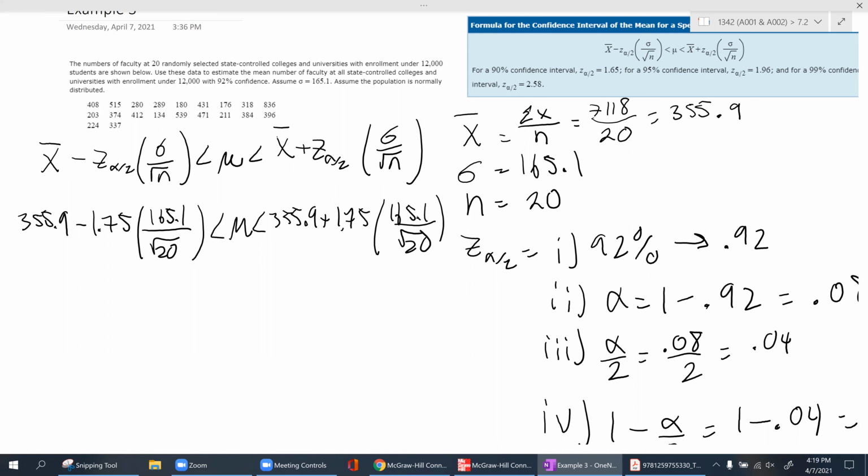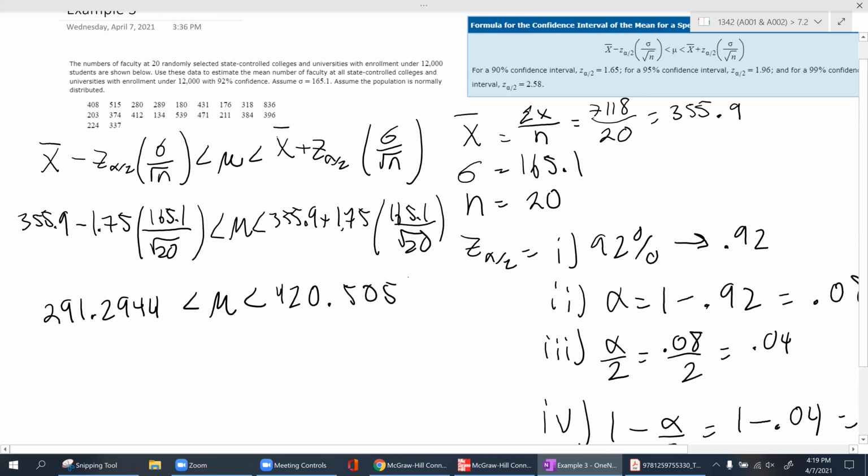20, double close paren. And here I get 291.2944 less than mu. I can go back, do the same thing, and just change that negative to a positive. This gives me 420.5056. And there we go. That's going to be the mean number of faculty between those values. Very, very nice.